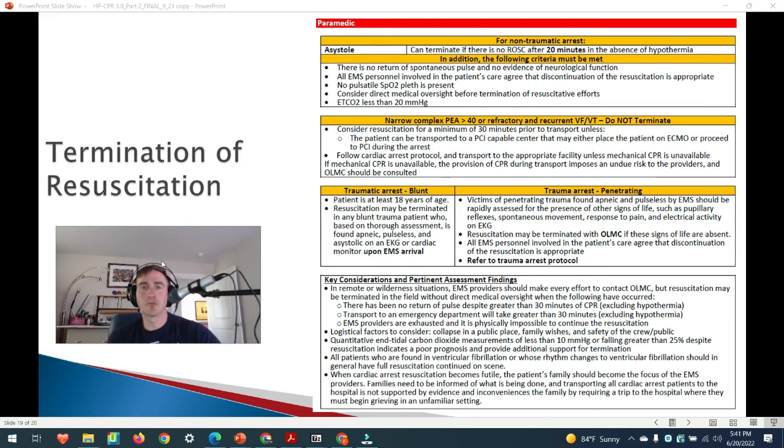There has to not be a pulsatile SpO2 pleth. So what if you decide to terminate this patient and you see a pleth? Now you need to view the SpO2. You need to see it on the screen to know if there's a pleth or not. You can't just put the SpO2 probe on. You actually have to physically see that pleth.